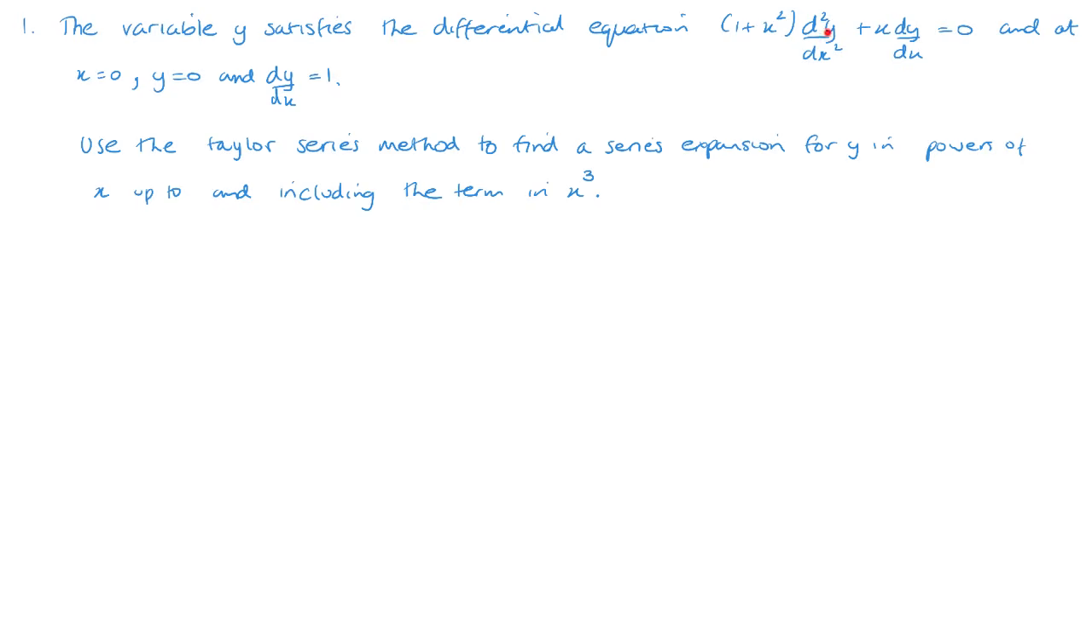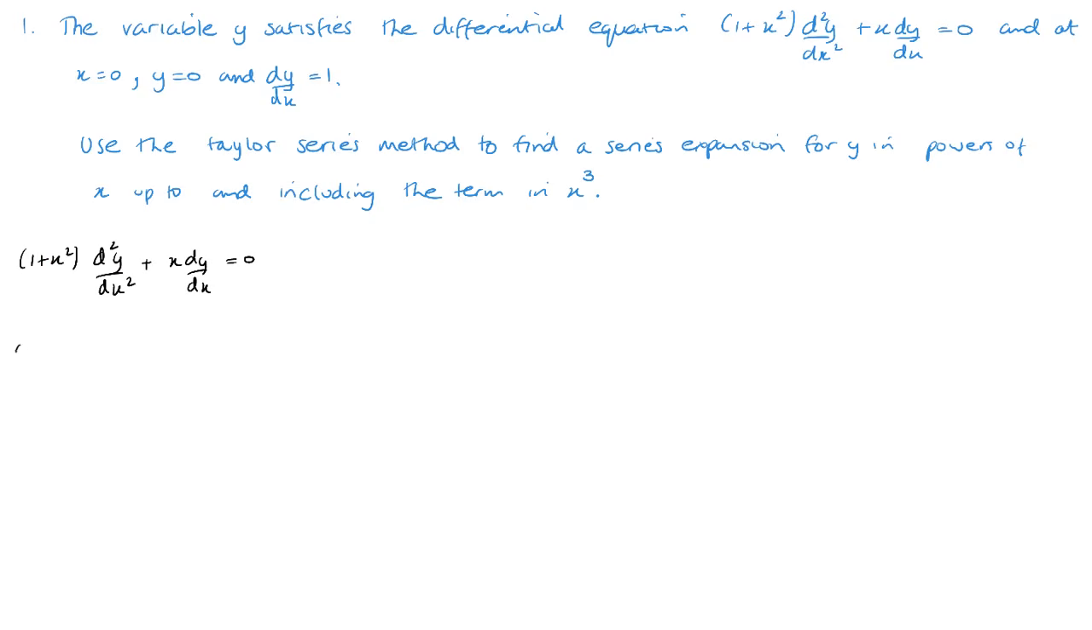Okay, so we've got d2y by dx squared. We need to find the third derivative for the x cubed. So we just need to differentiate this one more time. So I'll put the d2y by dx squared, and that is obviously 1 plus x squared times it. And then we've got x times dy by dx equals 0, because we'll need to substitute into that in a moment. Okay, so first let me differentiate this and then multiply by this, because this is product rule.